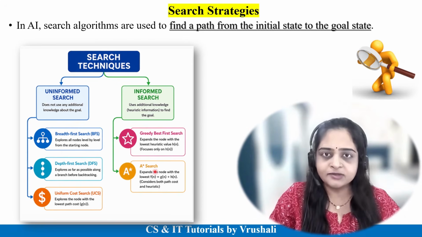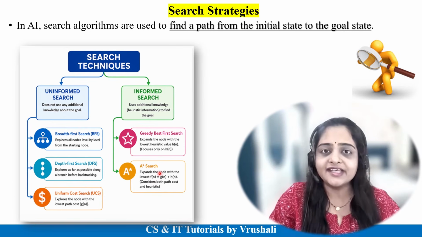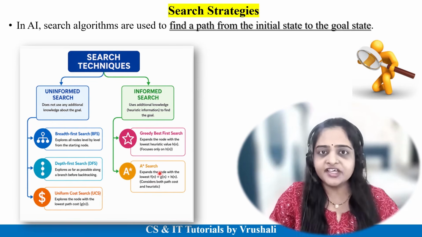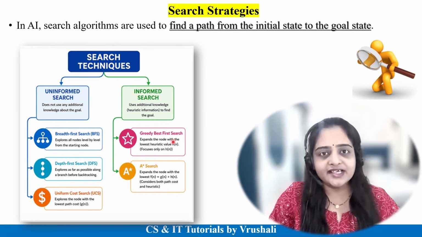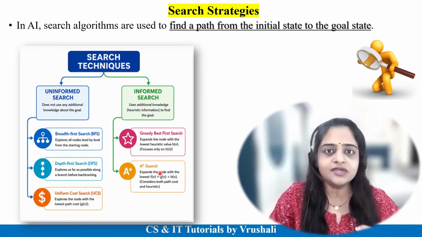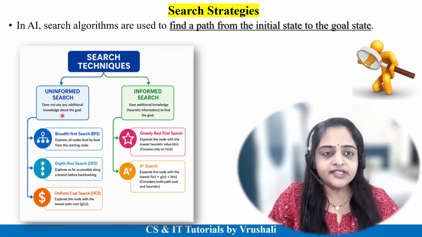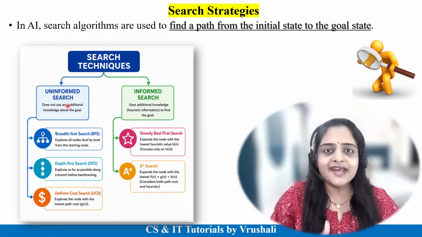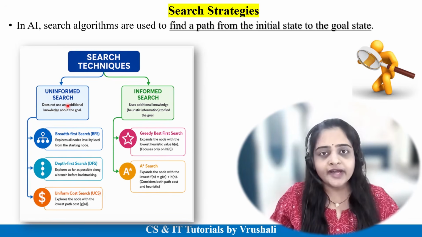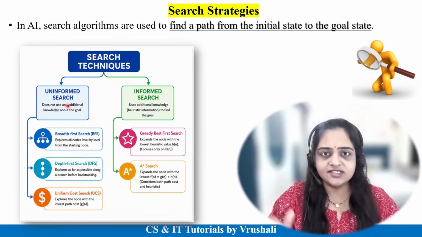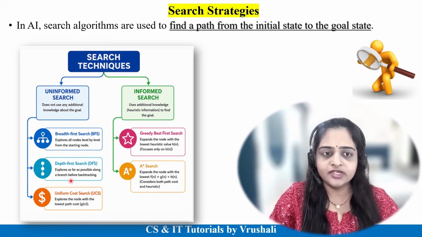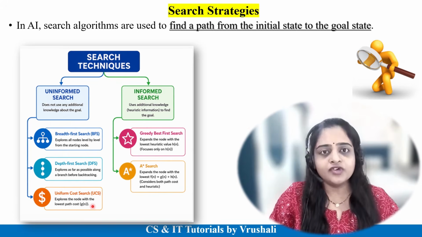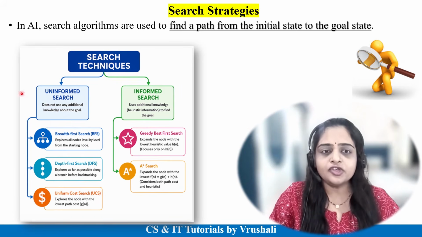There are two types of informed algorithm, greedy BFS and A star search algorithm. In today's session we will discuss greedy BFS, and in the next session we will discuss A star search algorithm with a solved example. On the other side, there is uninformed search, which does not use any additional knowledge or information to find the path from initial to goal state. There are three types of algorithm, BFS, DFS and uniform cost search. We will discuss them after that. So just remember these searching techniques and their types.